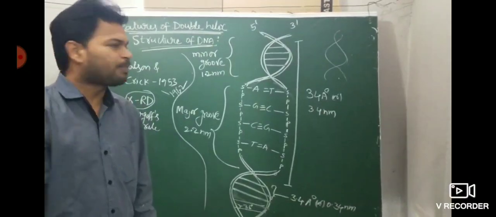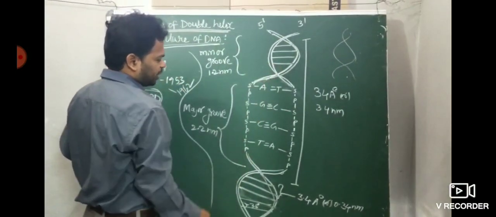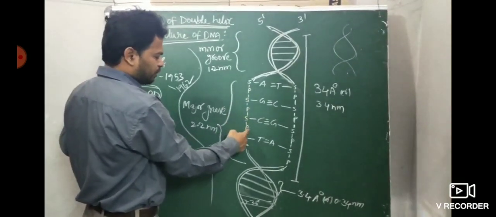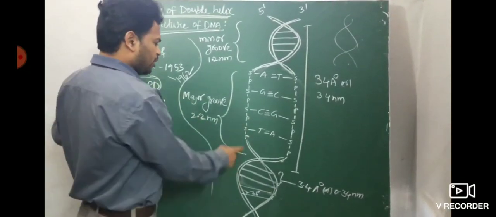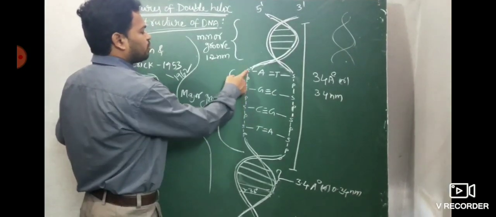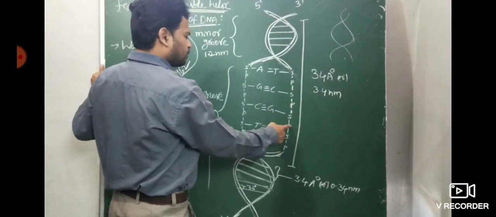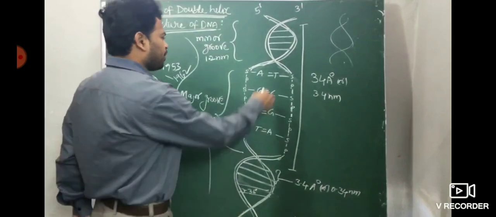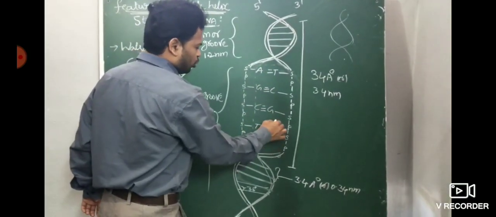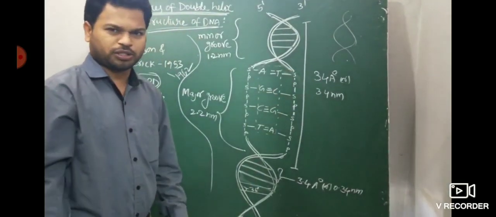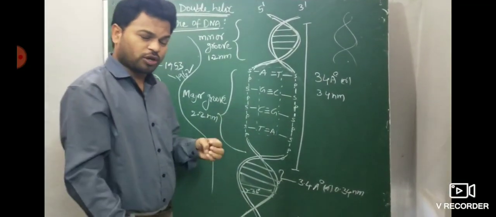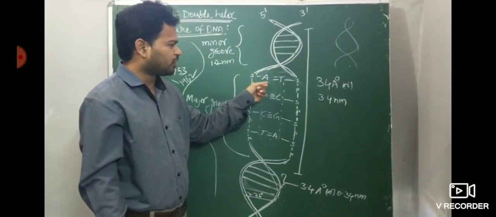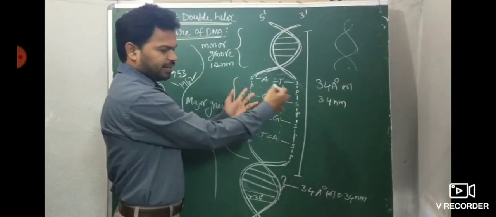The backbone of the polynucleotide chain is sugar and phosphate, and the same in the other chain. These are the nitrogen bases. The nitrogen bases are projected inwards, which is very, very important. The backbone of the polynucleotide chain is phosphate and sugar, while the nitrogen bases are attached to the sugars and projected inwards, inside.